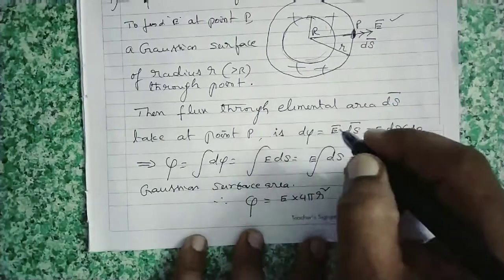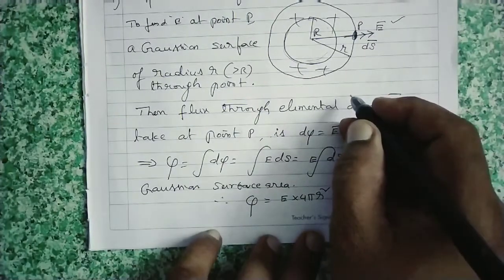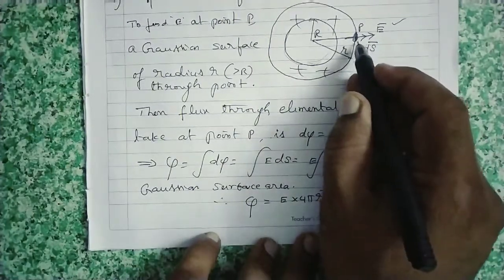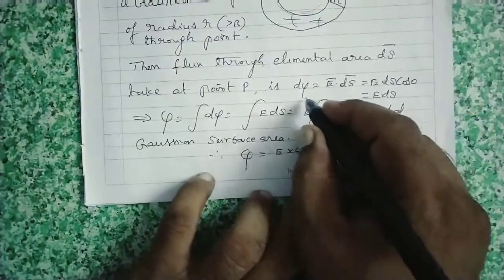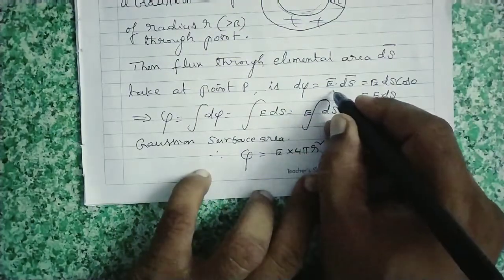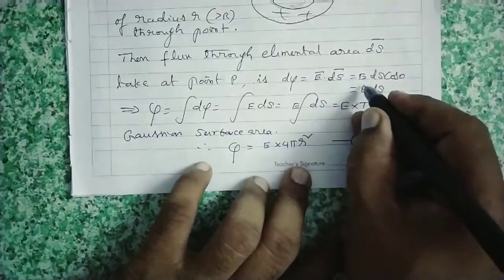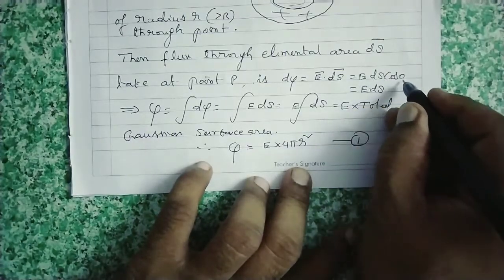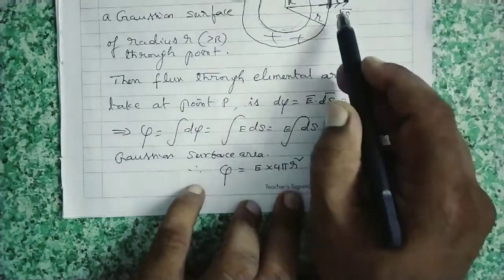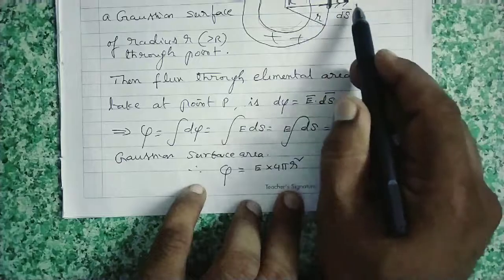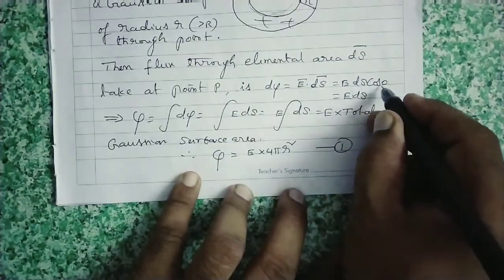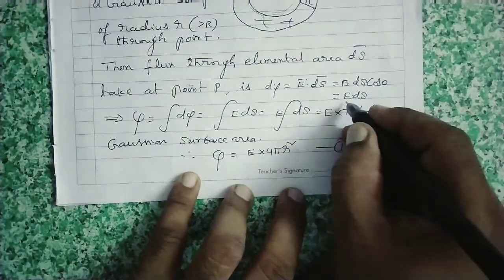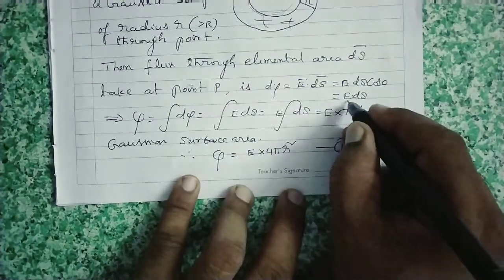Now at first we will write d phi. What is d phi? The flux associated with this elemental area. According to the formula, the flux associated with an elemental area is d phi equal to E bar dot dS bar. Now if you expand this, E dS cos theta. Theta means the angle between E bar and dS bar. Both are in the same direction, so the angle between them is 0. That is why it becomes cos 0. Cos 0 is 1, so d phi becomes E dS.